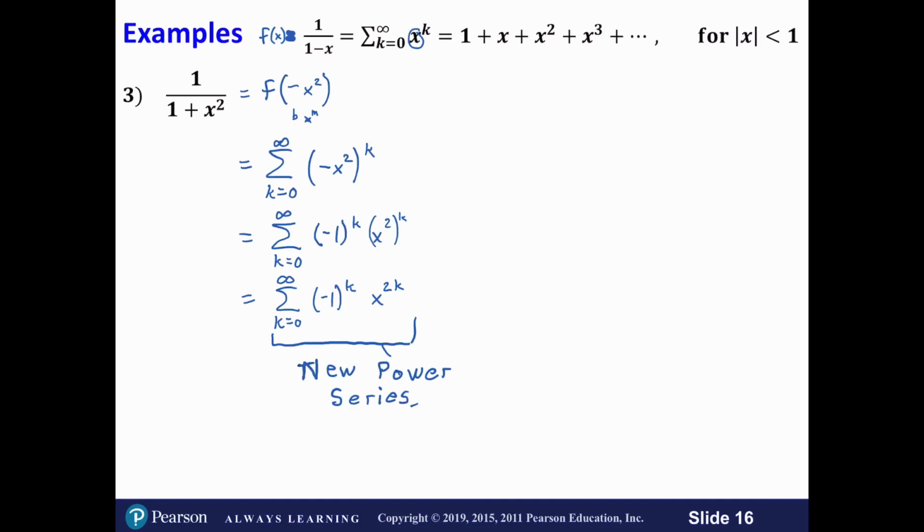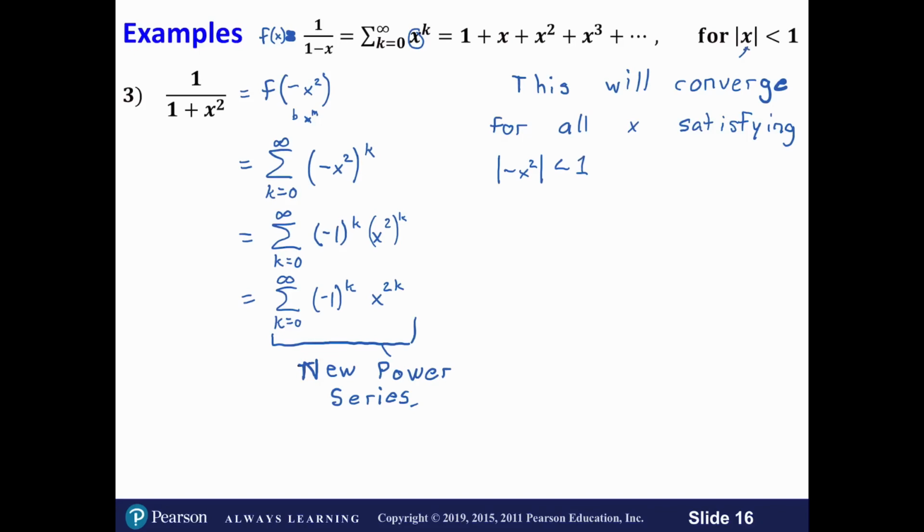And so this will converge for all x satisfying absolute value of negative x squared less than 1. All I did was replace this x with negative x squared. So, absolute value of negative x squared, well, that is really just x squared. But the absolute value of x squared is just x squared because it's always non-negative, so we can write that this is just x squared less than 1.